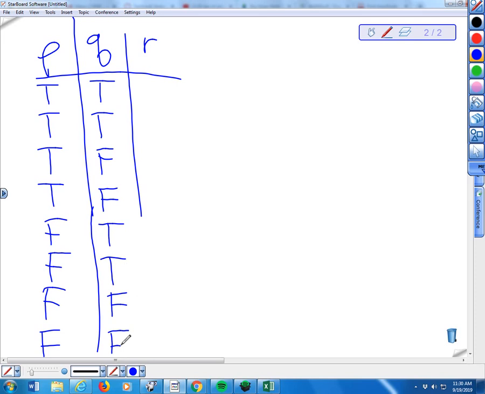Raven, third column. So you need to just go over the one. True, false, true, false, true, false. Good.